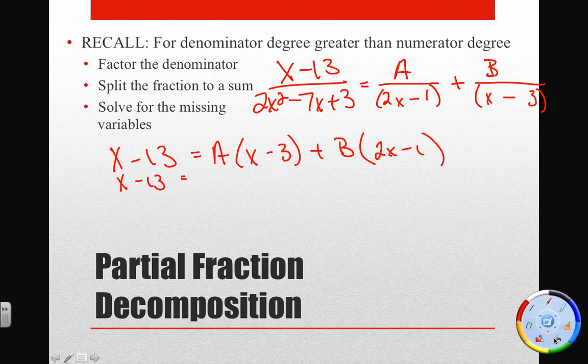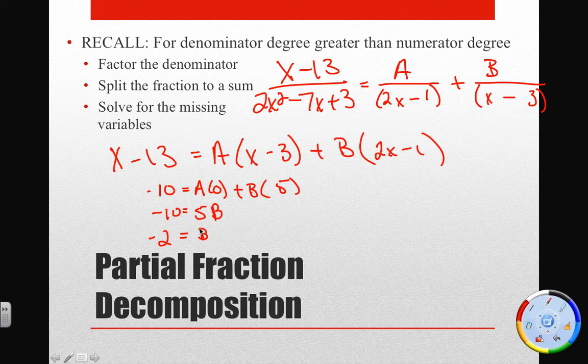Let's go back a ways here. The trick for this is, I didn't really mention this last year, but the trick is to say, okay, let's say x is 3. When x is 3, it cancels out my A. So if I let x equal 3 here, 3 minus 13 is negative 10. I get A times 0 plus B times (6 minus 1), 5. So that means that 5B equals negative 10, and therefore B is negative 2. Of course, this is a very fast way to do this.